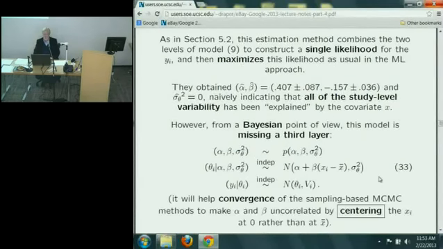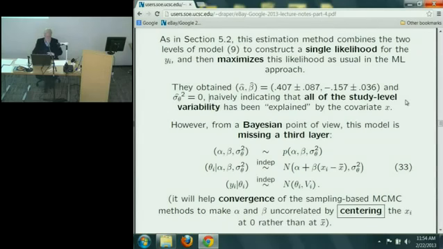So alpha hat came out about 0.407, give or take about 0.087. Beta hat, the slope, should have been some negative number, and it was, minus 0.157, and the give or take was rather small. So this slope is not only negative as it should be, but it's also so-called statistically significant because the signal's a lot bigger than the noise. They ended up, however, with an estimate of the variability between the studies, after the covariate had been taken into effect, of 0. In other words, the claim from maximum likelihood empirical Bayes is that all of the study level variability has been explained by the covariate x.